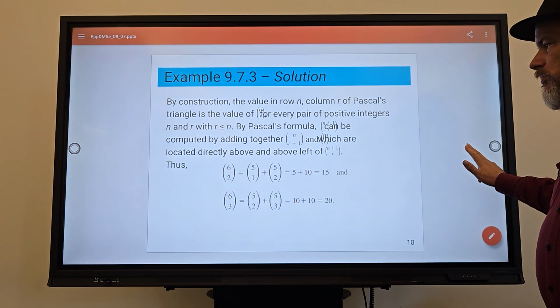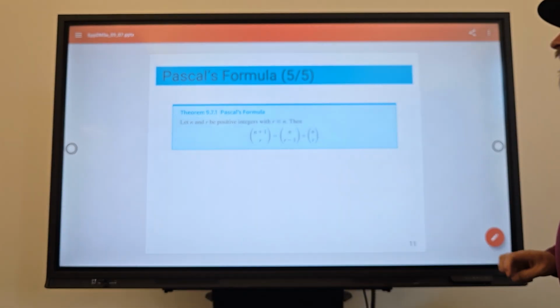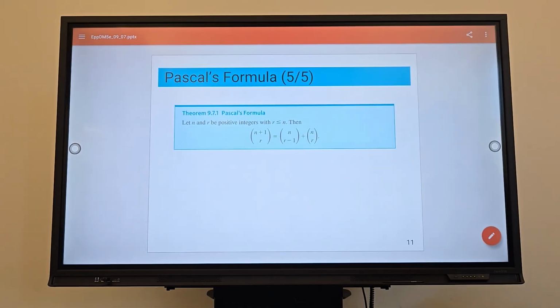So, Pascal's formula, Theorem 871. Let n and r be positive integers with r being less than or equal to n. Then n plus 1 choose r is equal to n choose r minus 1 plus n choose r.